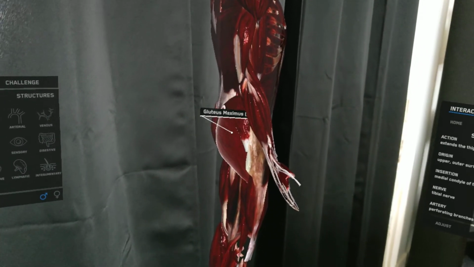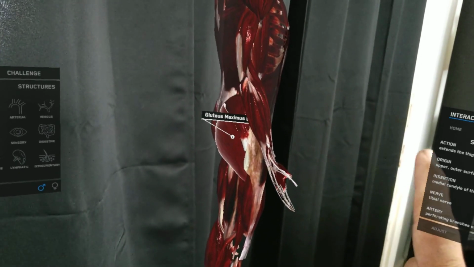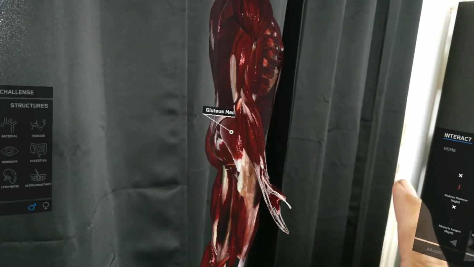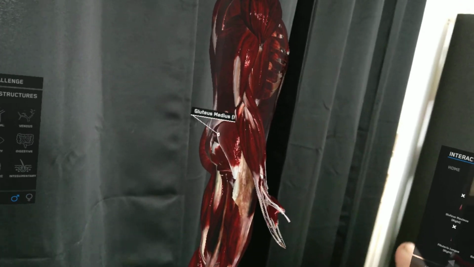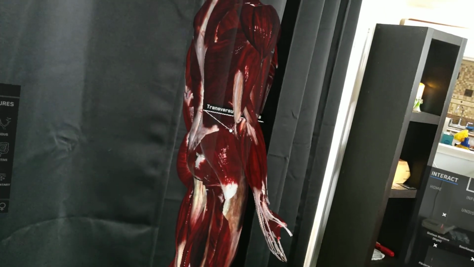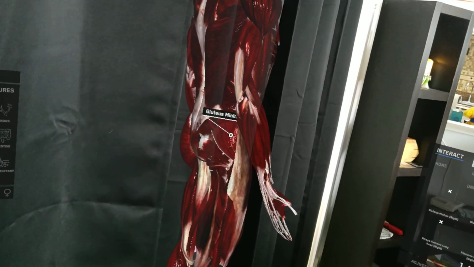In the butt area, you have the gluteus maximus, which is the hip extensor. And then, of course, your gluteus medius is there. And then, of course, gluteus minimus.